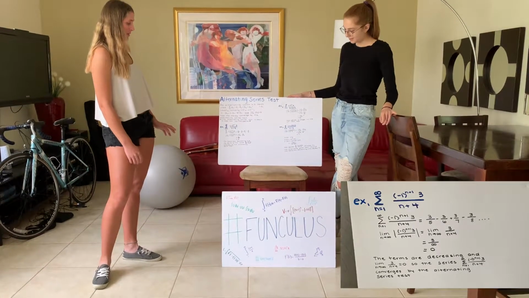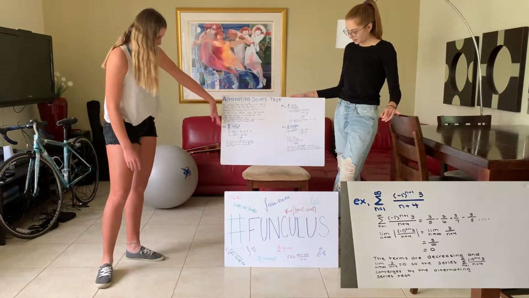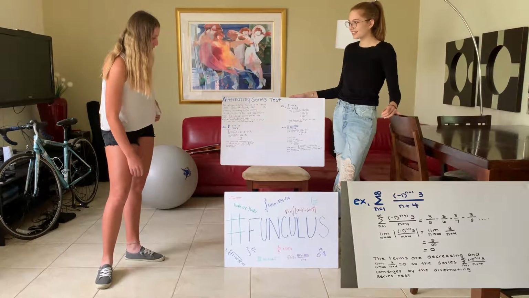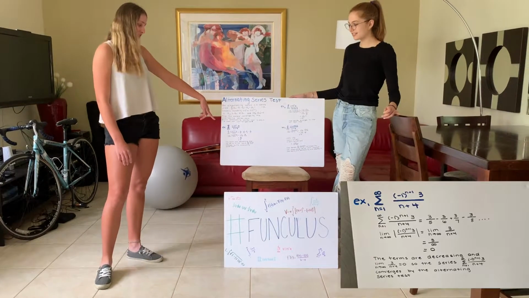All right, in the first example, we have the series as n goes from 1 to infinity of negative 1 to the n plus 1 times 3 over n plus 4. So we start off by listing the first few terms. So we have 3 over 5 minus 3 over 6 plus 3 over 7 minus 3 over 8. And that shows that the terms are decreasing.